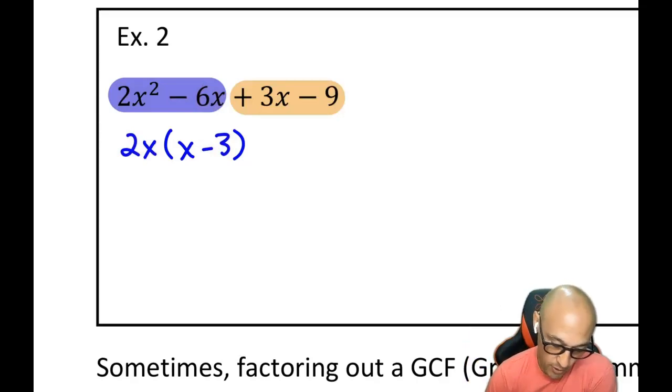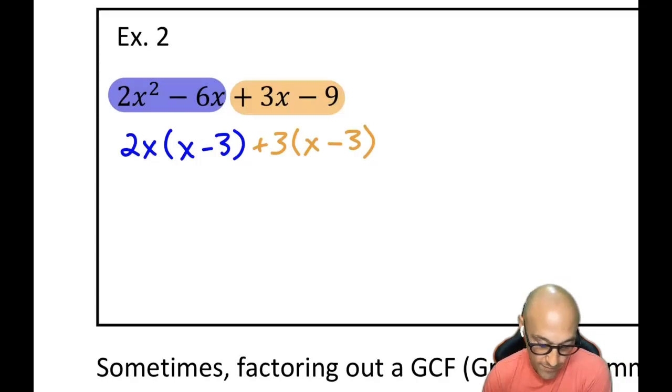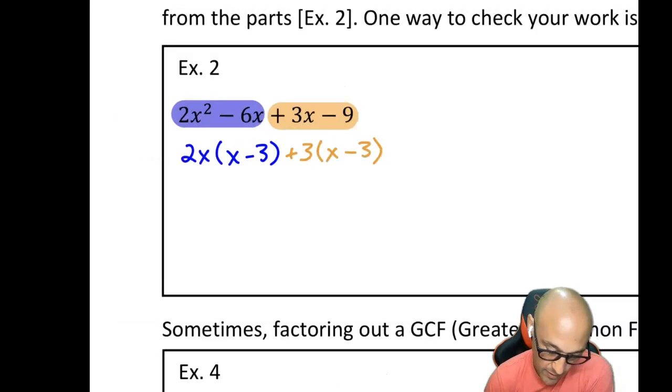And in the next part, the positive 3x, so the positive 3 and negative 9 have a common factor of 3. And there's nothing else with a common factor. So we have a 3 that we're factoring out, and so 3 times x is 3x, and 3 times negative 3 is negative 9. So far we've factored out the things that we need to factor out there.